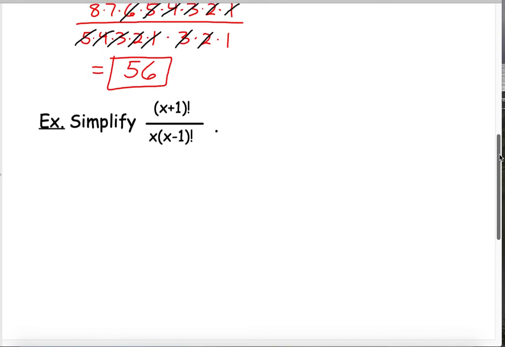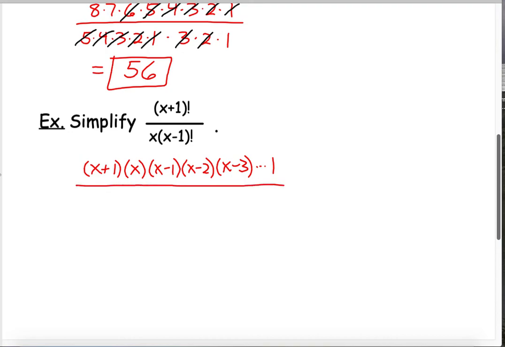Go ahead and try and simplify this. You might want to even hit pause, give it a shot, and then hit play again. Alright, x plus 1 factorial. That means x plus 1. What comes right before that? Well, just x. What comes before that? X minus 1. What comes before that? X minus 2. X minus 3. All the way down to 1. If you want to write it the other way, start with 1, that's fine.